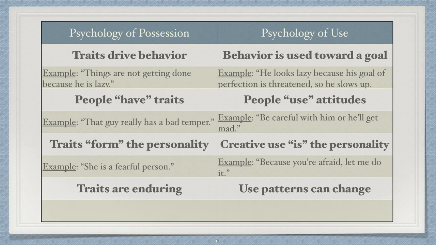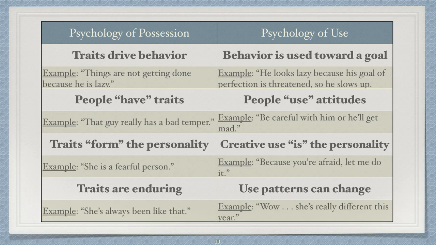A fourth characteristic, traits are enduring with the psychology of possession, oftentimes viewed as deeply ingrained traits, whereas with the psychology of use, the patterns can change. People can use behaviors differently. They can change goals and use behavior to attain those goals.